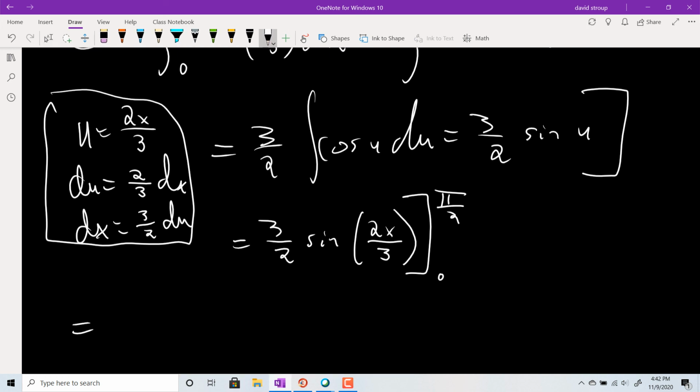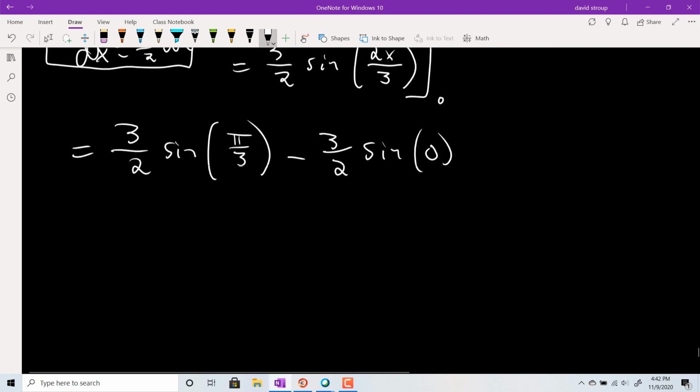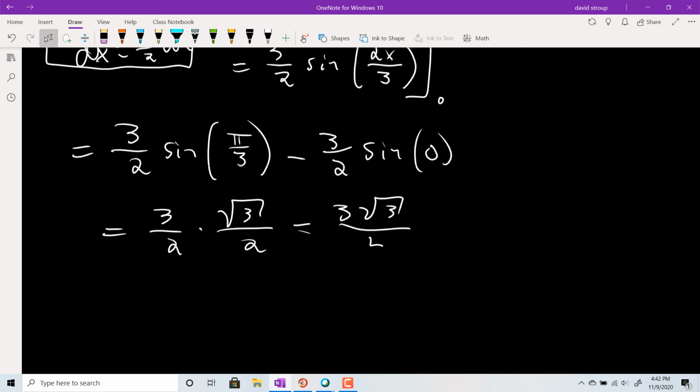And then evaluating finally, 3/2 sine of 2/3 times pi over 2, which is the same as pi over 3, minus 3/2 times sine of 0. The sine of 0 is 0, so we don't have to worry about that part. 3/2 times radical 3 over 2 gives you 3√3 all over 4.